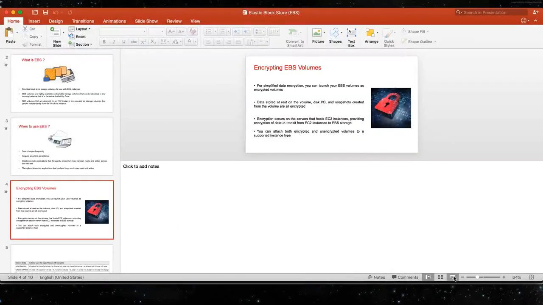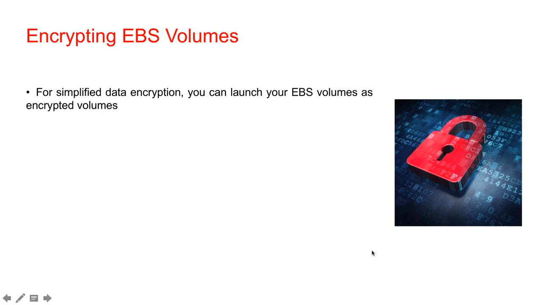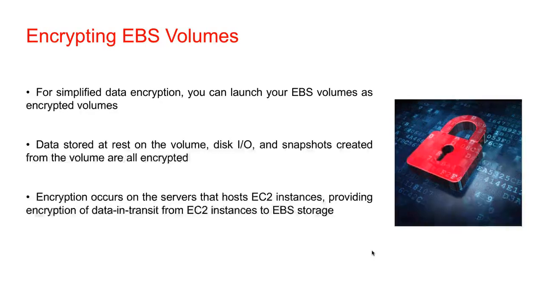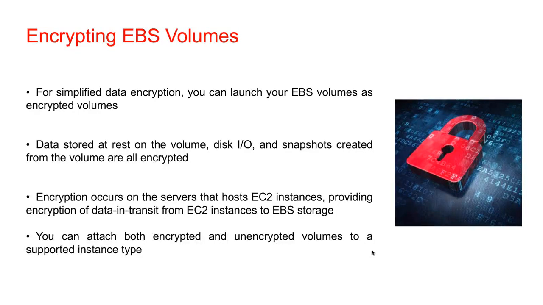Now we can also encrypt our EBS volumes. For simplified data encryption, you can launch your EBS volumes as encrypted volumes. Whenever you perform the encryption, the data stored at rest on the volume, the disk I/O, and the snapshots created from the volume all are encrypted. Encryption occurs on the servers that house your instances, providing encryption of data in transit from instances to the EBS storage.